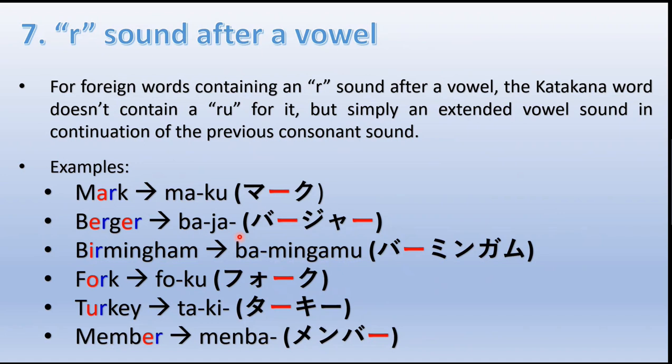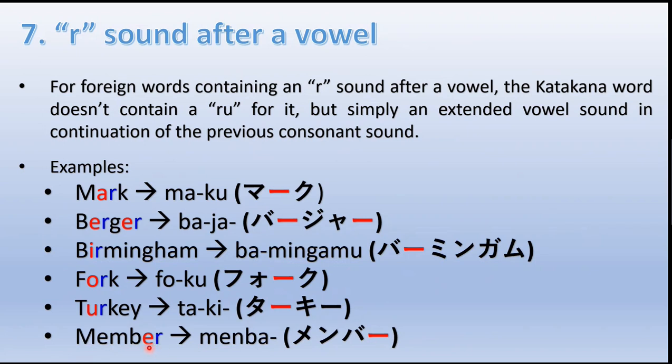Burger becomes bagaa. Birmingham becomes baamingamu. Fork becomes fooku. See here, fork. This has a vowel and it is followed by R. So here we have O followed by an extended sound for O. So fork becomes fooku. Turkey becomes taakii. Member becomes membaa.